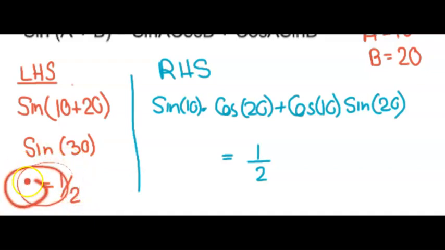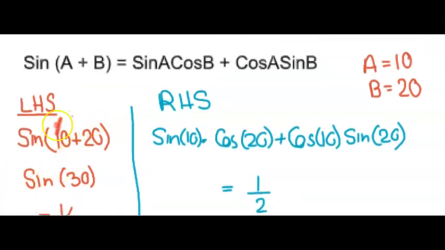Now let's say this is my A and this is my B. I put that into this formula. So put sine 10, and where you see B, put 20. Put 10 here and 20 in B. Straight away put it in the calculator, press enter, and you will get the value half, which means that it is equal to this.